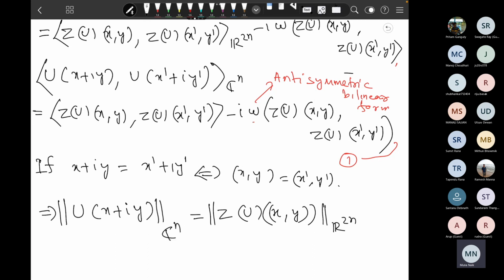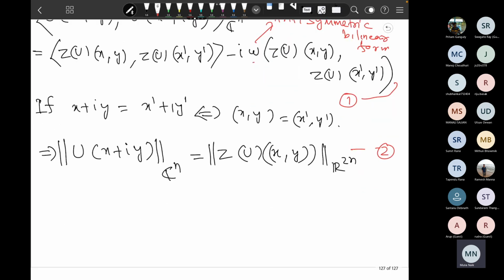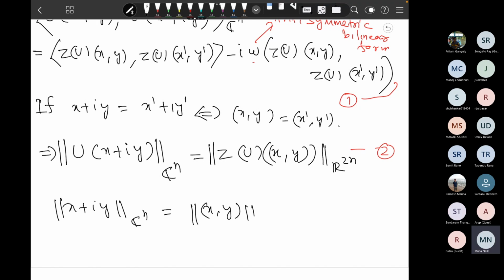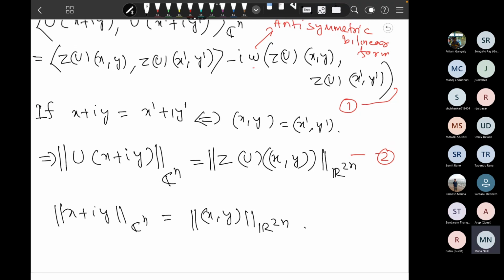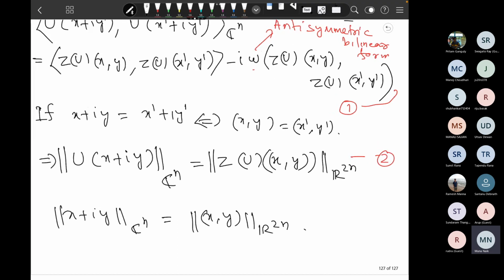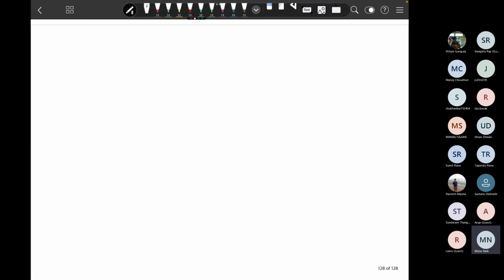So this is the second important relation you will use. And the third thing, actually, I have already told you: the norm of x plus iy on C^n is equal to the norm of (x, y) on R^2n. Now, the second important proposition; I will take 5 minutes more just to finish this.